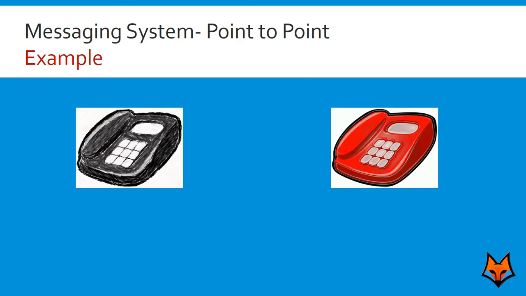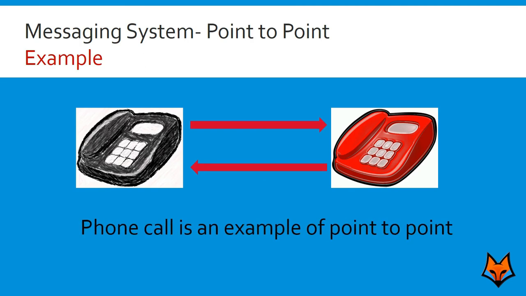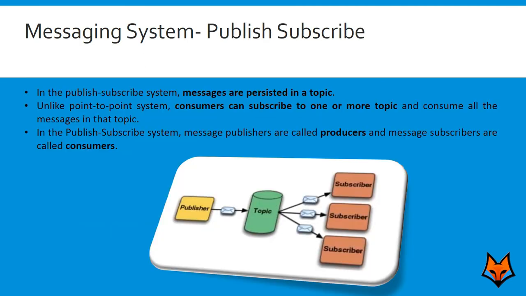The best example of a point-to-point system is our landline phone call. So a phone call is an example of point-to-point.